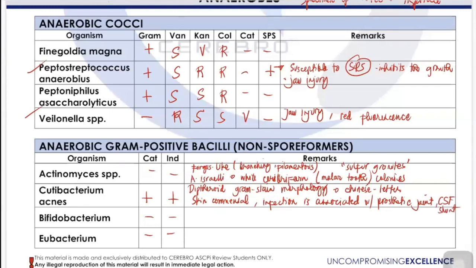Then we have Bifidobacterium. So take note, catalase and indole negative. It is pleomorphic also. Pleomorphic with ends that may look like a dog biscuit.